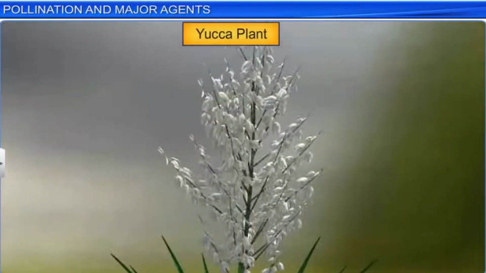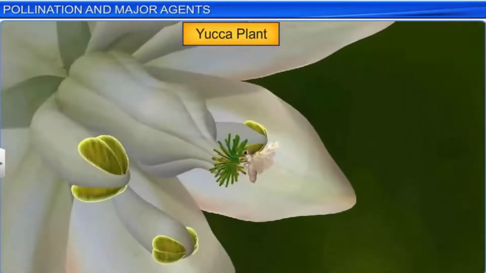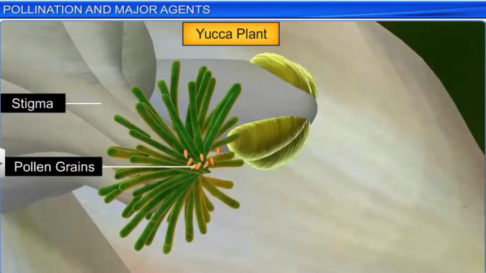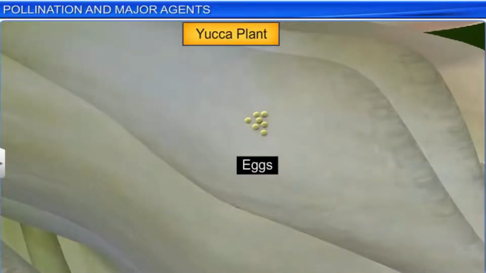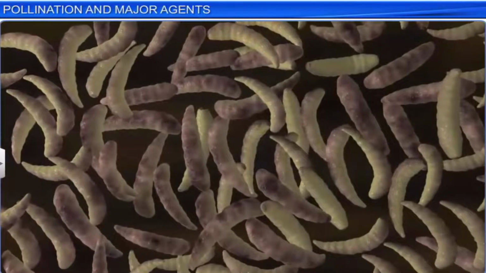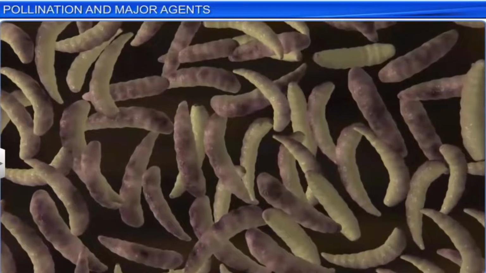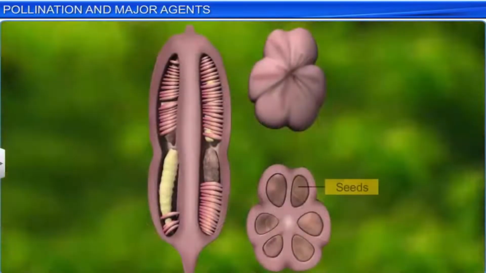In the yucca plant, on the other hand, a female moth transfers the pollen of another flower to the stigma and simultaneously deposits her eggs in the locule of the flower's ovary. The larvae, which hatch out of the eggs, start consuming some of the developing seeds, while leaving enough of them to propagate the plant. Thus, both the moth and the plant are dependent on each other for the completion of their respective life cycles.